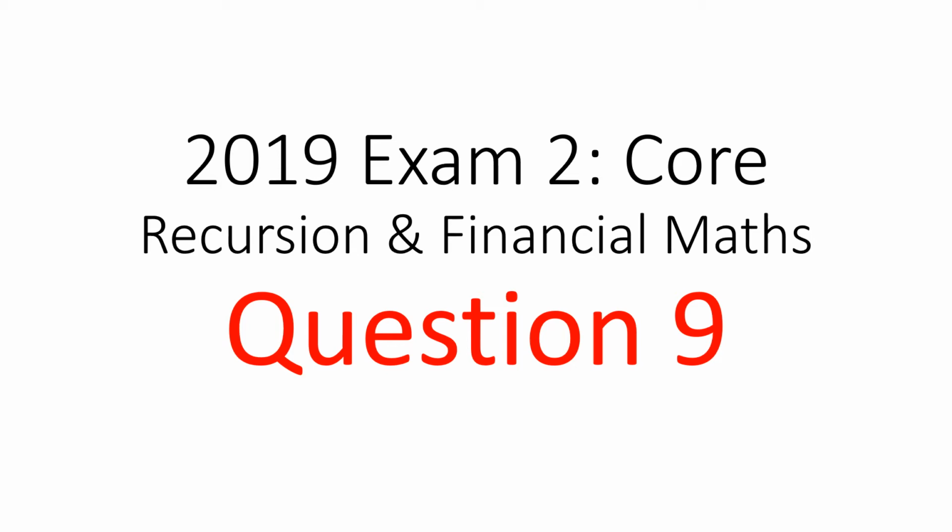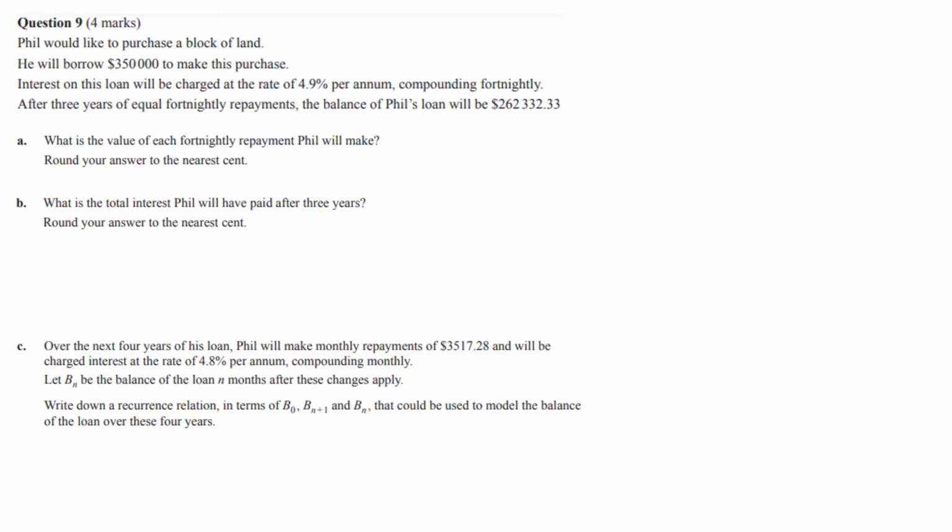2019 Exam 2, Recursion of Financial Maths, question 9. Phil's going to borrow $350,000 to buy some land. He's got an interest rate of 4.9% per annum, compounded fortnightly, and after 3 years, he still owes this much money. What is the value of his payments?